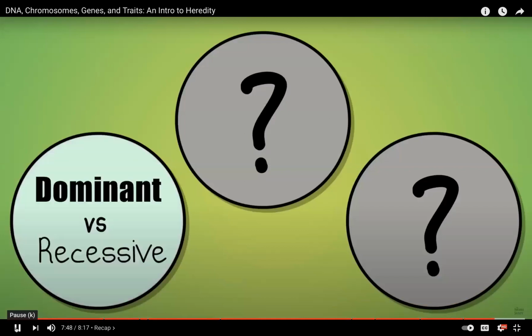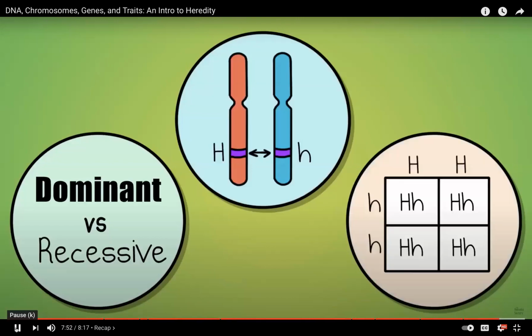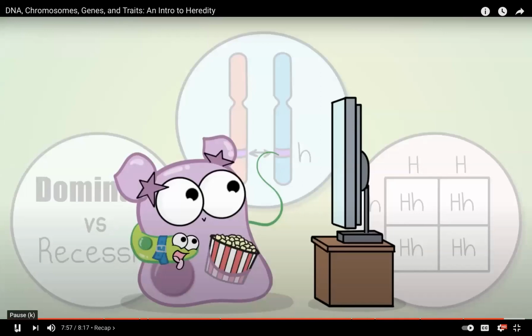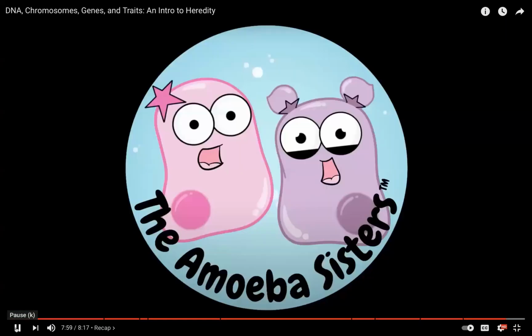So this may bring up more questions now, like where do dominant and recessive traits come in? What about alleles, and how do you arrange those around a Punnett square? Well, you can explore those concepts and more in our heredity playlist. Well, that's it for the Amoeba Sisters.